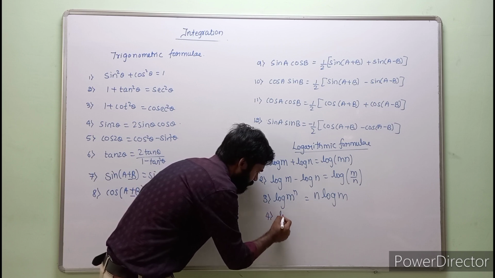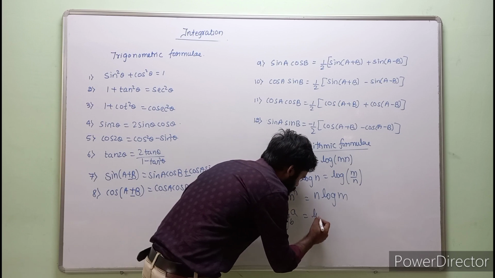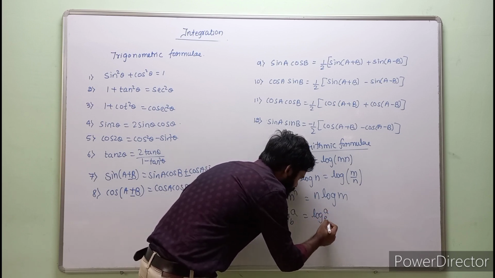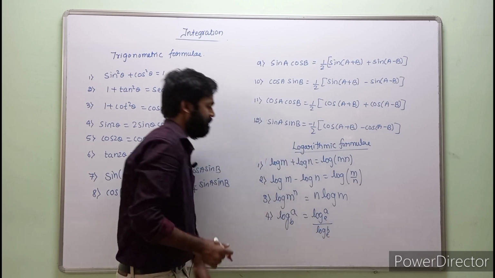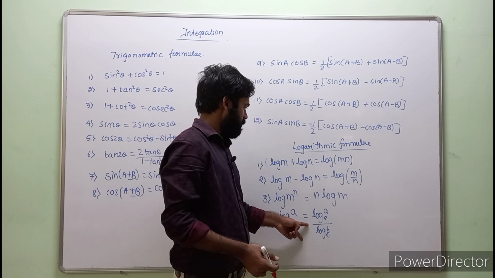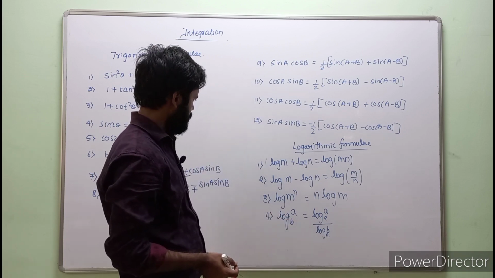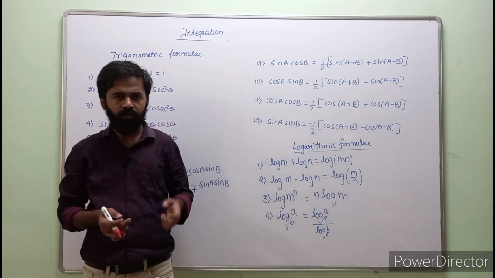Fourth one, okay, log a to the base b is log a to the base e divided by log b to the base e. This is called as change of base rule. Okay, done. Yeah, so these are the few important formulae we use.